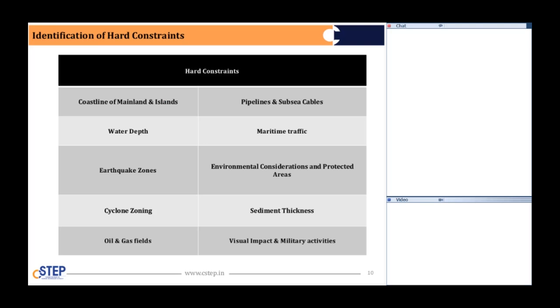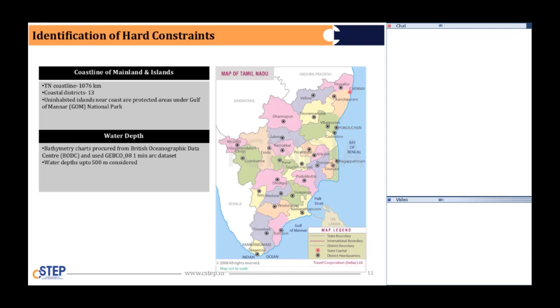A few of the hard constraints that we had analyzed, because to allow preliminary selection of zones, a number of hard constraints are needed. These consisted of technological barriers and spatial conflicts which restrict area for offshore development. Some of them were coastline and sensitive mainland islands, pipelines, subsea cables, maritime traffic, earthquake zones, cyclone zones around the desired territory, visual impacts from the shore, oil and gas fields, etc.